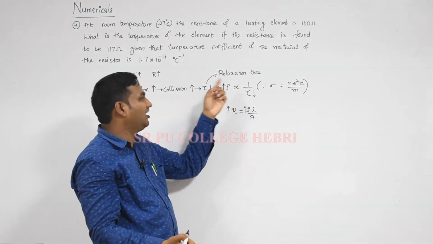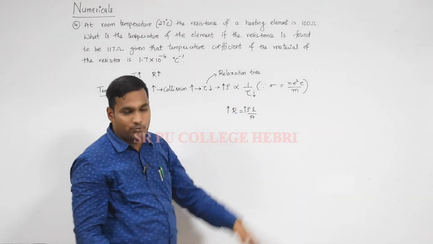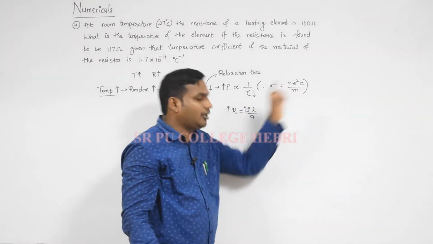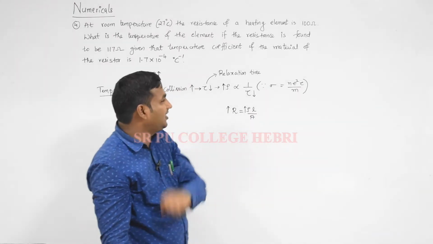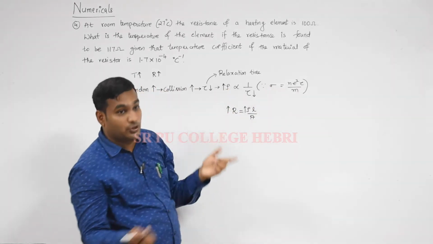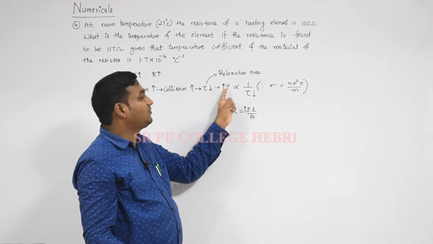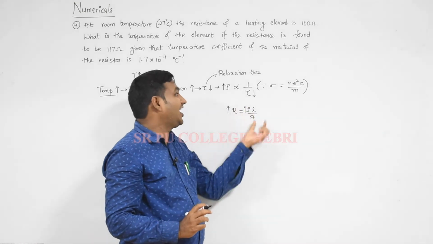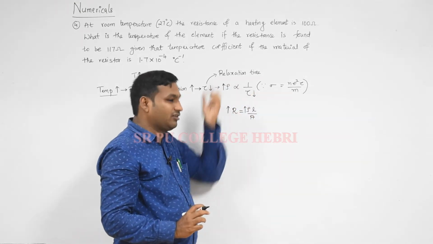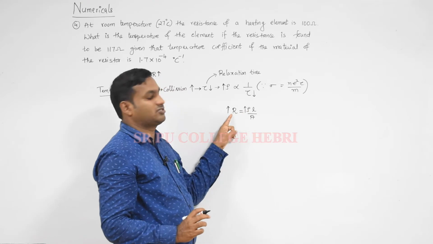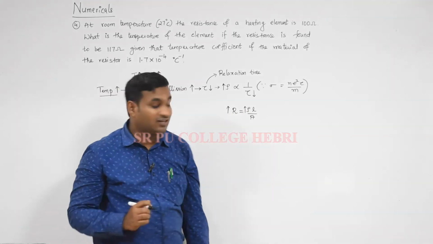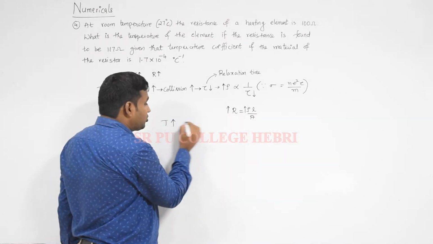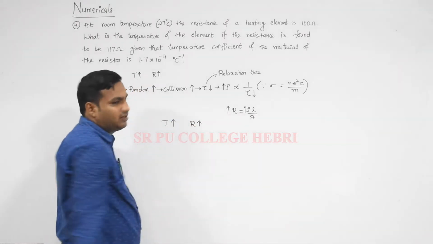Why does resistivity increase? Because resistivity is inversely proportional to relaxation time, since conductivity is directly proportional to relaxation time. That clearly indicates that conductivity and resistivity are inversely proportional. As relaxation time decreases, resistivity increases. As resistivity increases, resistance of a given conductor increases. So we can say as the temperature increases, resistance increases.